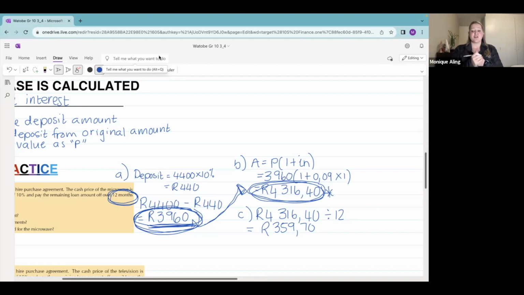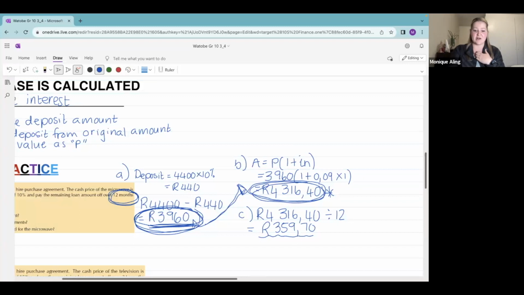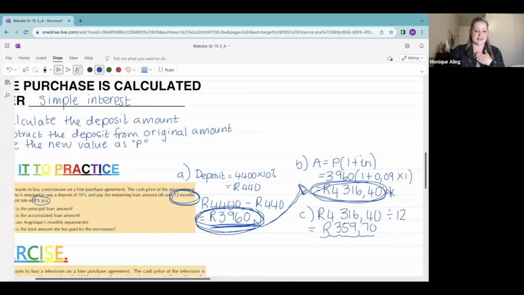Okay, guys. So all I've done now is taken the amount owed or loaned for this microwave, divided by 12, so she can have 12 equal installments. So this means Angelique now needs to pay 359.70 every single month for the year. And it looks like in the chat, most of you got that.